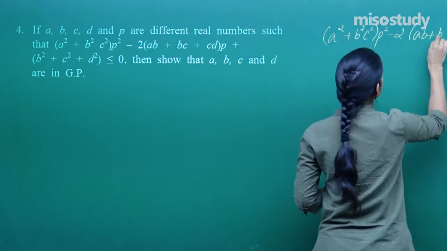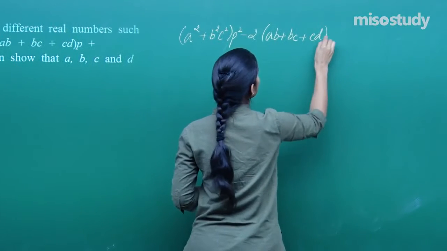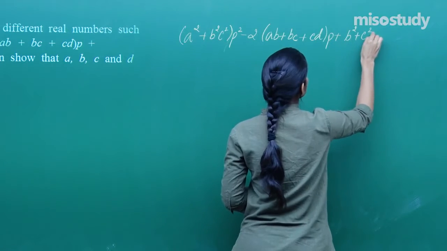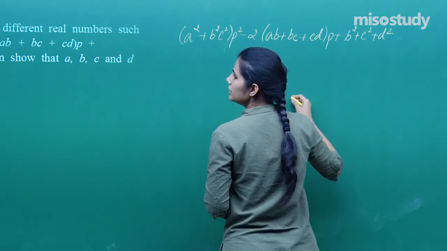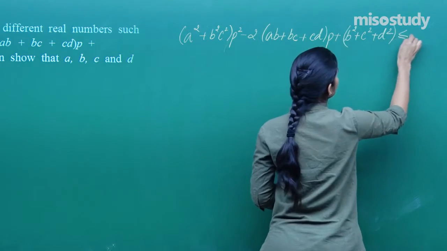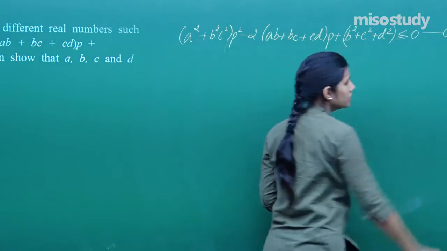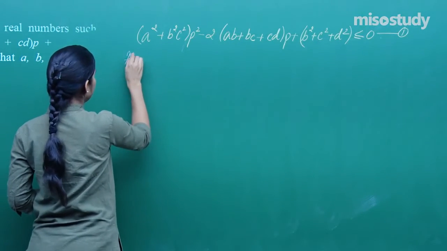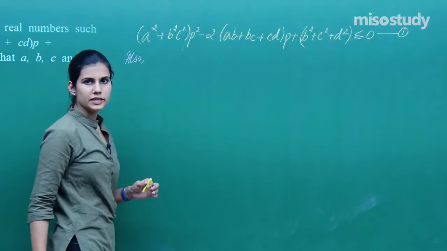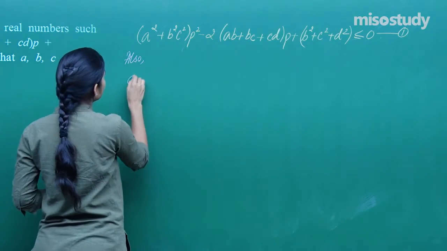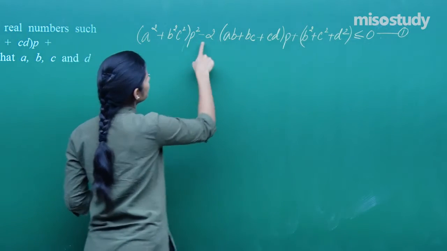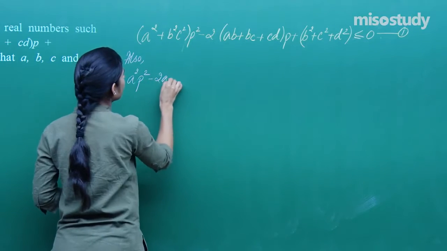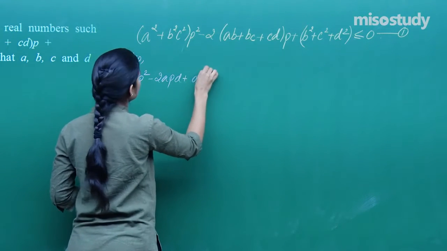Right now we have (a square plus b square plus c square) into p square minus twice of (ab plus bc plus cd) into p plus b square plus c square plus d square is less than or equal to 0. If this expression is less than or equal to 0, just consider the left hand side of this given expression. a square p square, I am just writing it in the manipulated form, a square p square minus 2apb plus b square.